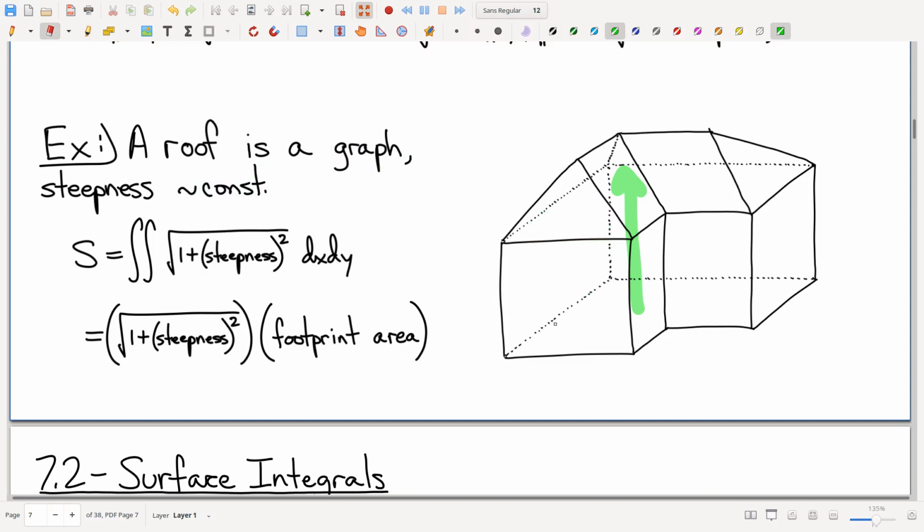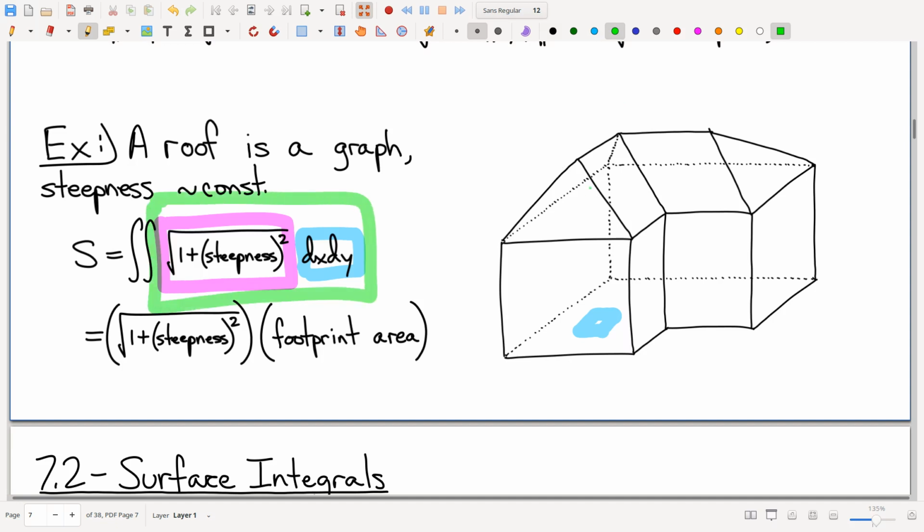And the punchline then is that little pieces of area come from our stretching factor that we just derived times the little pieces of footprint area down here, dx dy. So the pieces of area on the graph, oh gosh, this is going to be a weird one because it's on two different pieces. This amount of area up here is the stretching factor times that amount of area down there.